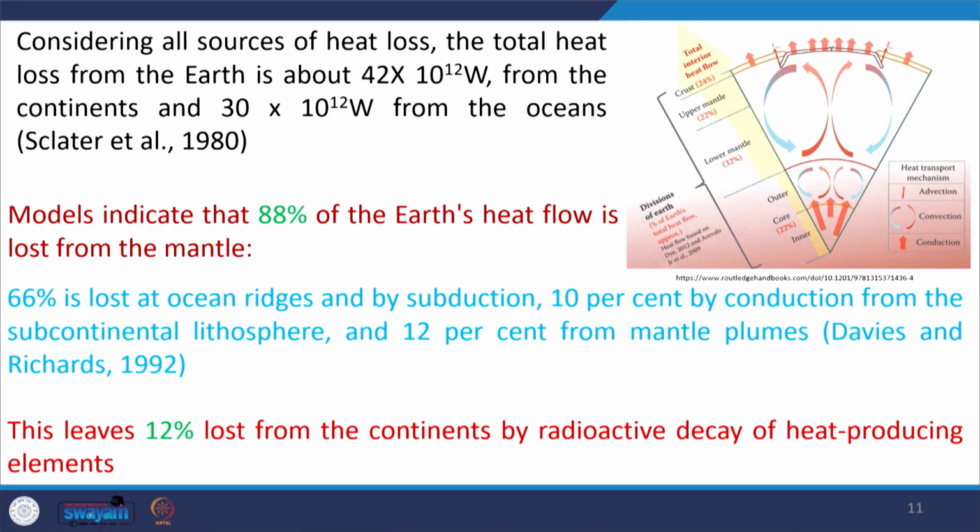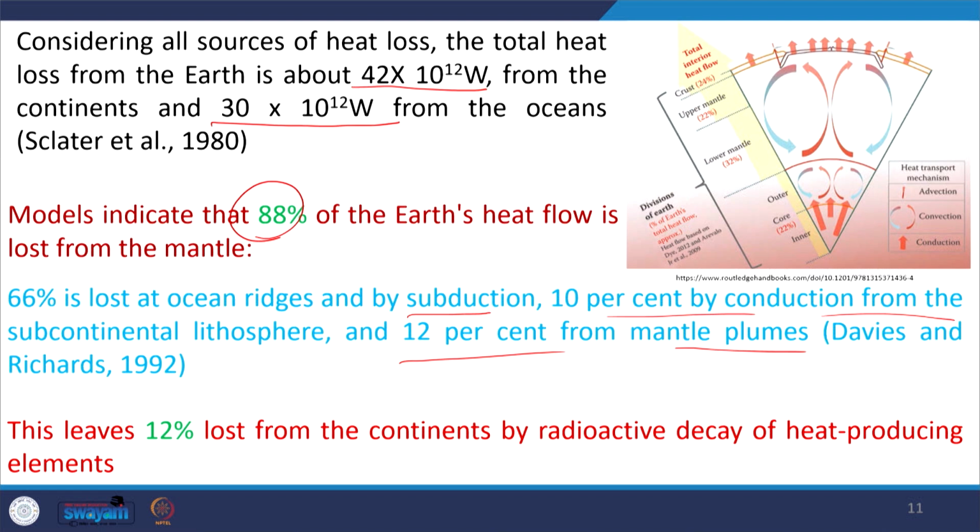Considering all the sources of heat loss, the total heat loss from the earth is about 40 × 10^12 watt from the continents and 30 × 10^12 watt from the oceans. And models indicate 80% of the earth's heat flow is lost from the mantle, and 60% is lost at the ocean ridge by subduction, and 10% by conduction from the subcontinental lithosphere and 12% from the mantle plumes. So, this is the heat distribution.